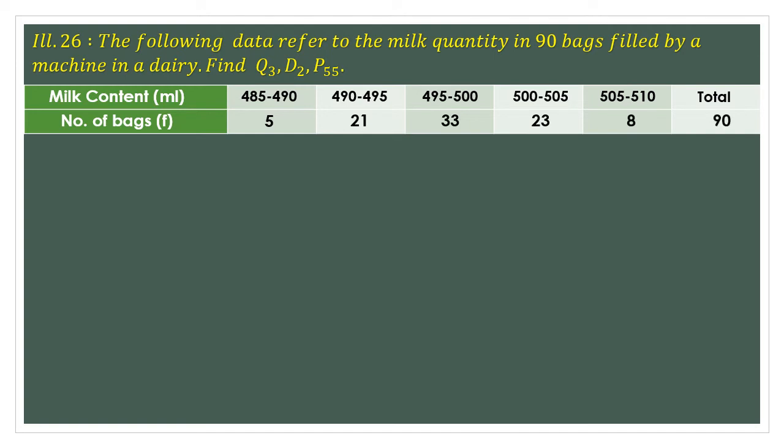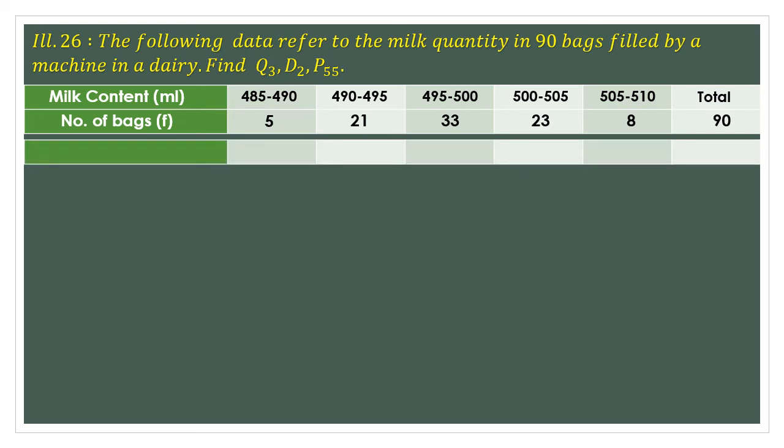Now just like any continuous distribution, we need to find cumulative frequency for the calculation of any positional average. So the CF row will be 5 plus 21 26 plus 33 59 plus 23 82 plus 8 90. So the last value of CF must be equal to the total of frequency. If it is not, then you have made a mistake somewhere.